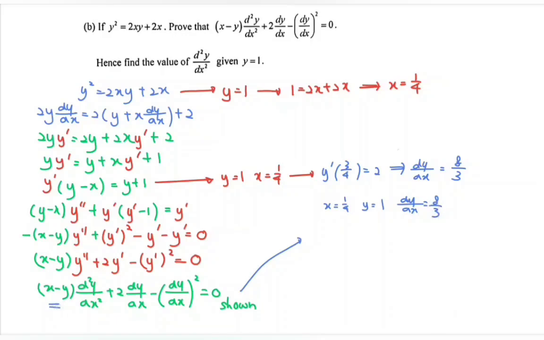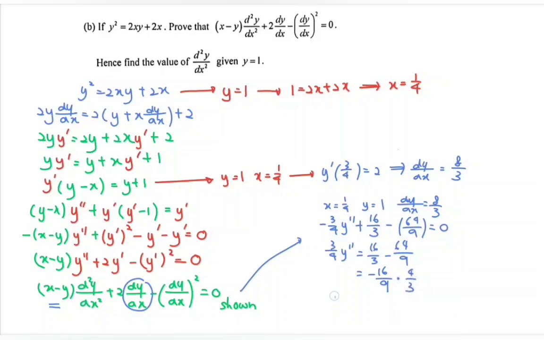So if we substitute in this part, we have negative 3 over 4 y double prime, and then plus, if we substitute the 8 over 3, then we will have 16 over 3 minus bracket squared 64 over 9, which is equals to 0. Try to rewrite the situation where we have 3 over 4 y double prime equals 16 over 3 minus 64 over 9. So if we simplify the situation, then we will have negative 16 over 9 multiplied with 4 over 3. So the value of the second derivative would be negative 64 over 27.